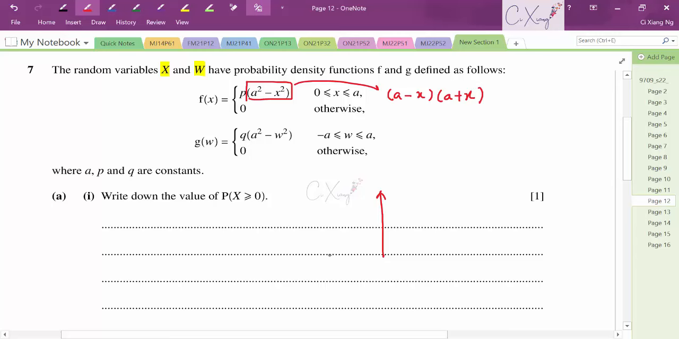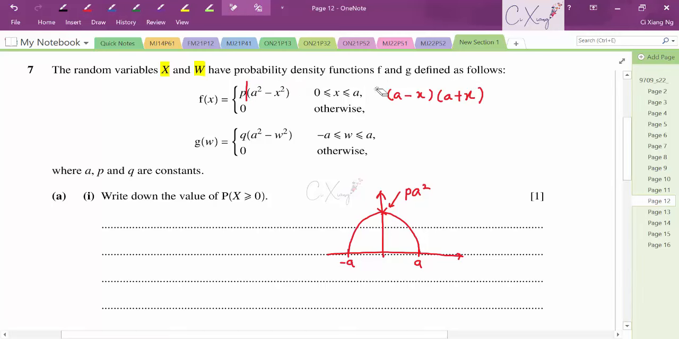So if I try to visualize it, I have negative a here and positive a here. The graph originally should look something like this. It has x squared, which means it is a parabola, and the negative x squared tells us it should be an N shape instead of a U shape. Then I want to know the maximum point here. At the maximum point, when x equals 0, you get p a squared, where a is a value, right?